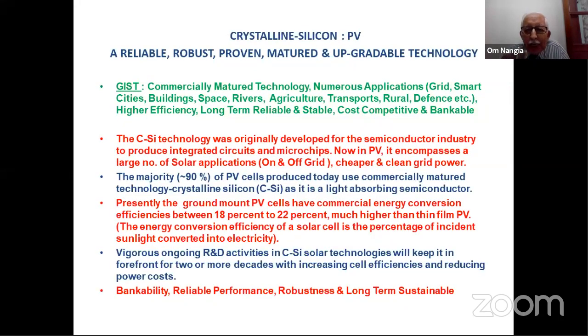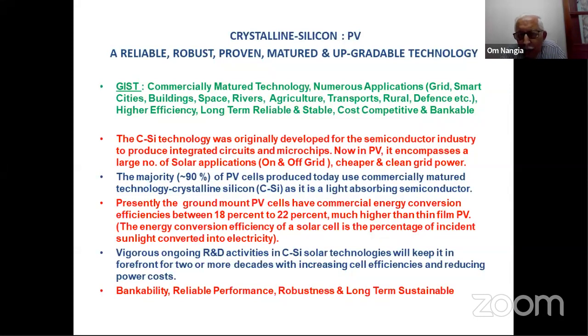Now, as I said, crystalline silicon is the most important raw material for solar PV, photovoltaics. It's a robust, reliable, proven, matured, upgradable technology. This technology has been there for the last, I'm sure, 30, 40 years. And it will continue to grow because a lot of R&D is going on in this area to reduce the cost of manufacturing and to increase the efficiency of solar cells and modules using crystalline silicon.